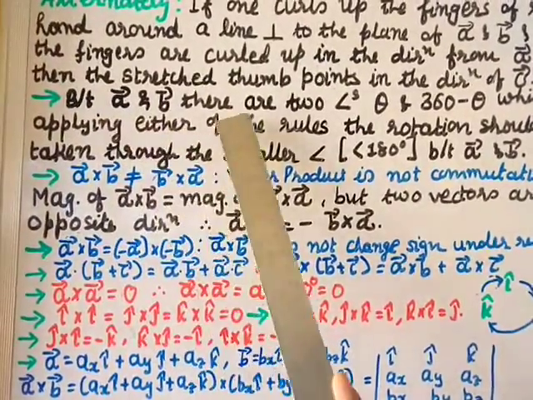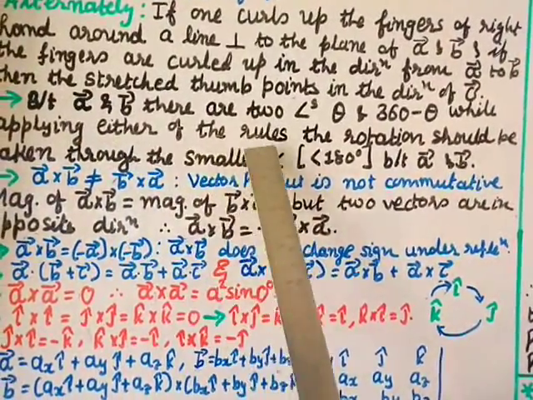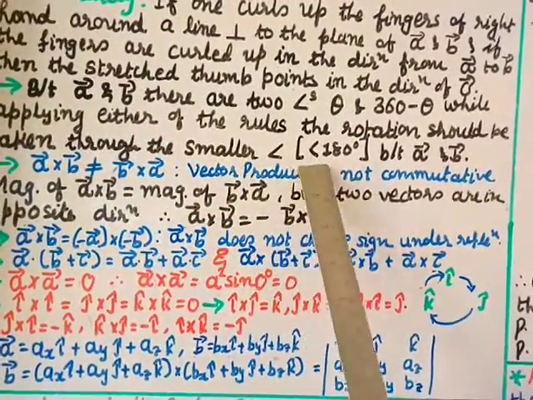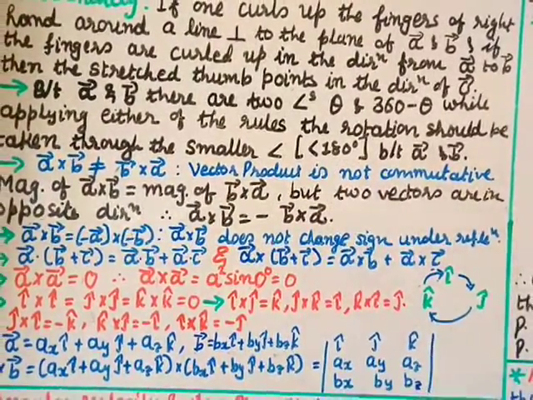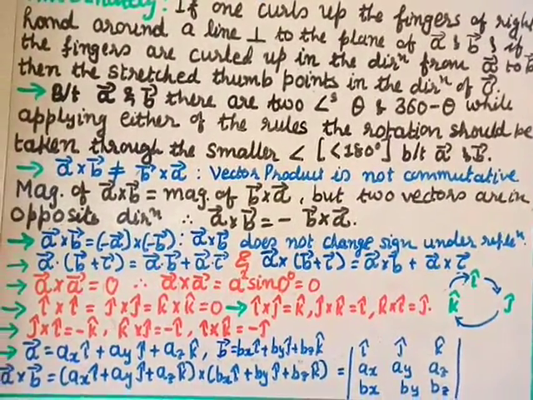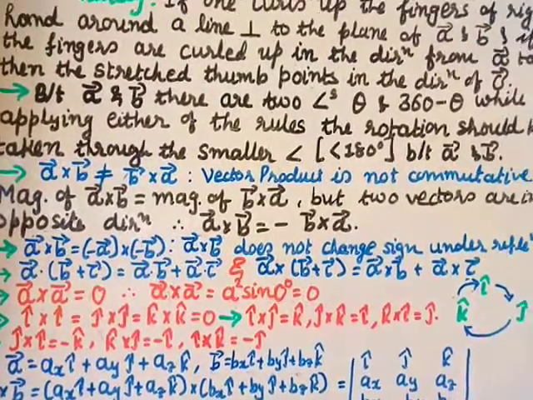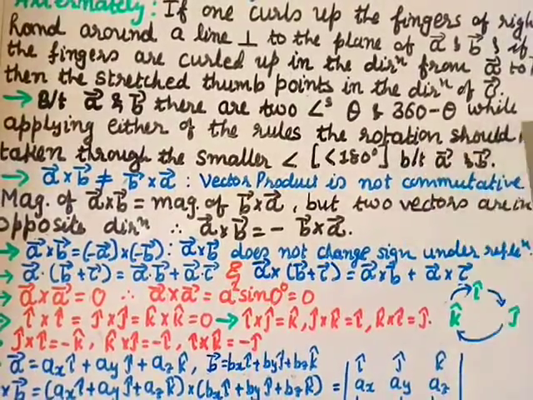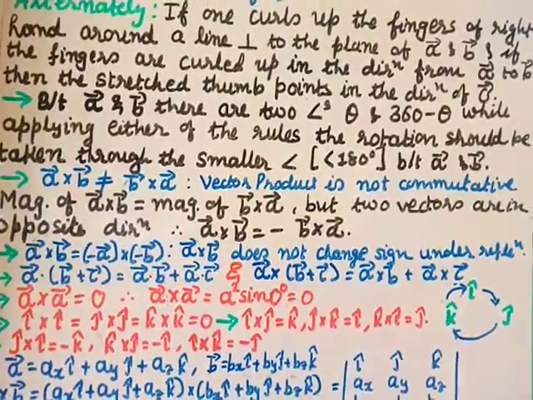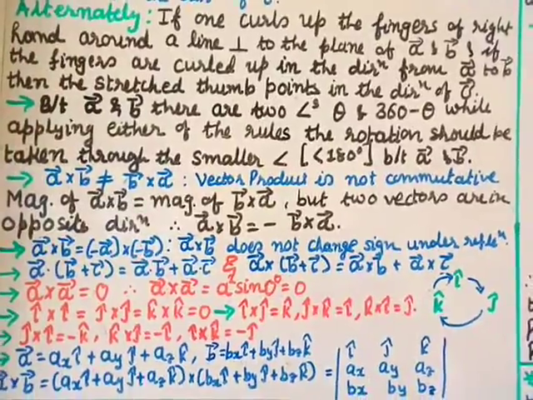Between vectors A and B there are two angles, theta and 360 minus theta. While applying either of the rules, the rotation should be taken through the smaller angle, less than 180 degrees, between A and B. The direction of the rotation will be through the smaller angle, which is called theta. 360 minus theta we don't consider, it is the bigger angle. Whether going from A to B or B to A, we consider the smaller angle, which is called theta.